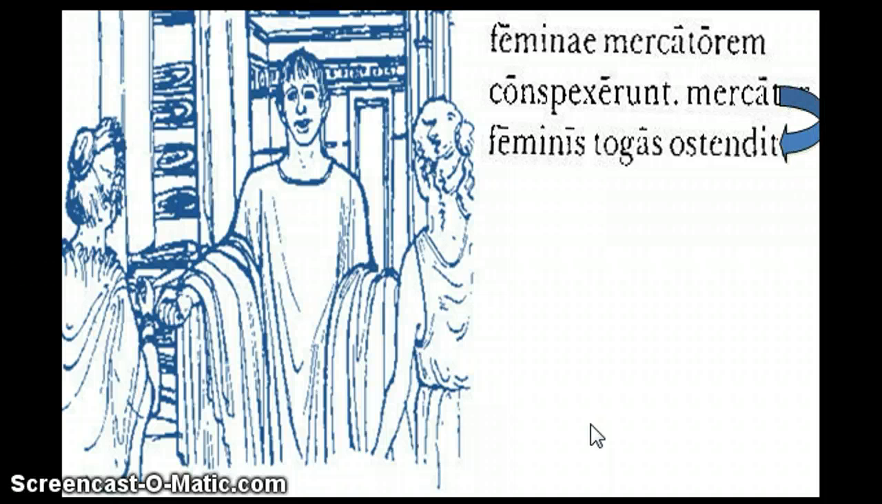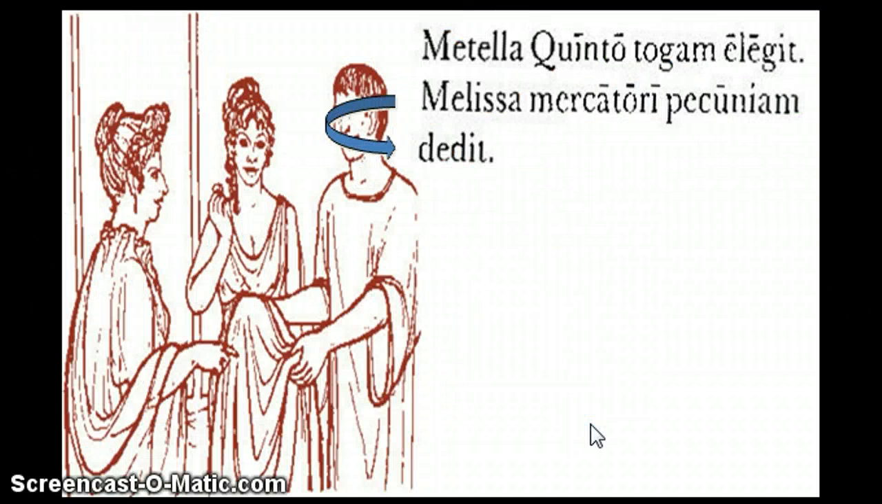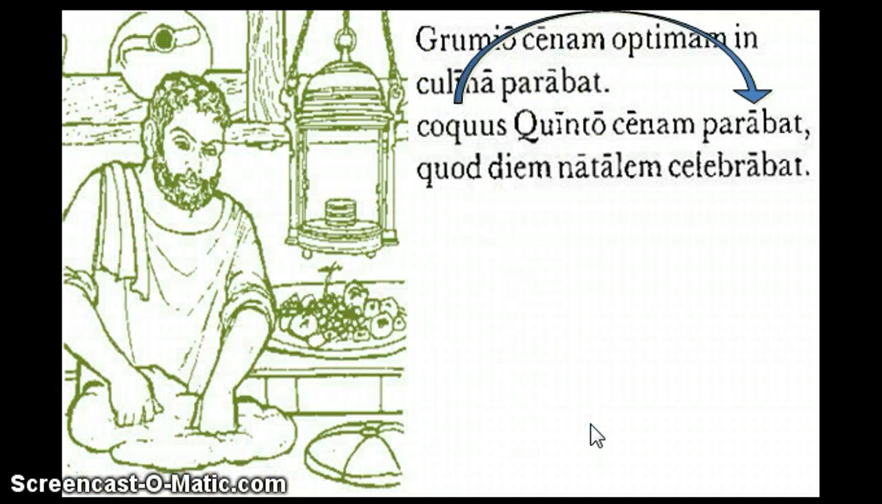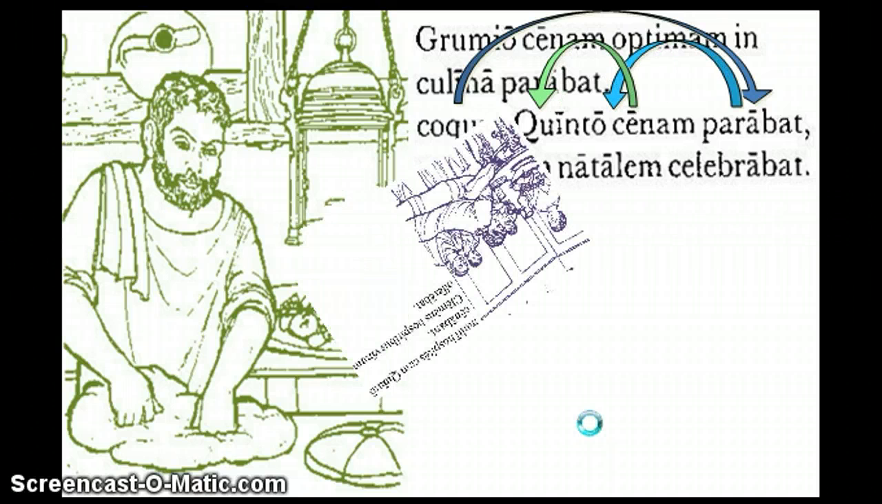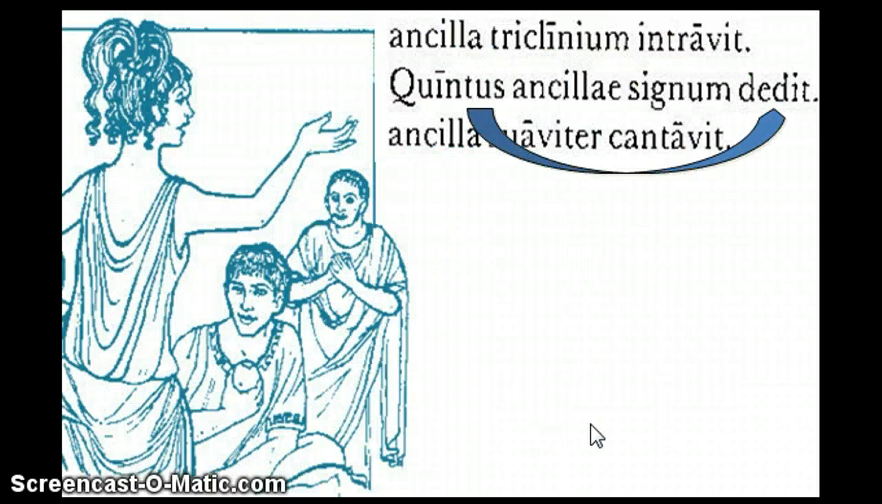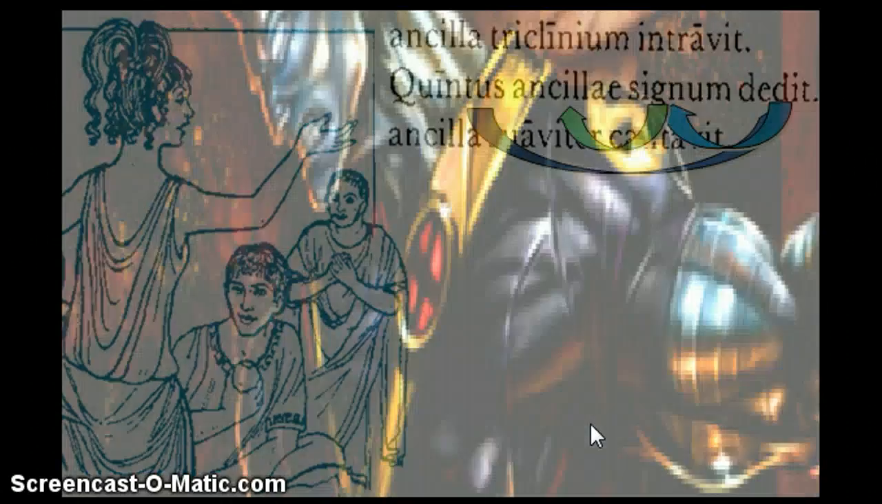The merchant showed what? The merchant showed togas. To whom? The women. Melissa gave what? Money. Who would the money go to? The merchant. Dative. The cook was preparing what? Dinner. For whom? Quintus. Clemens was offering what? Wine. To whom? The guests. Quintus gave what? A signal. To whom? The slave girl.